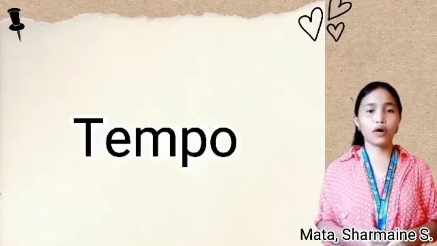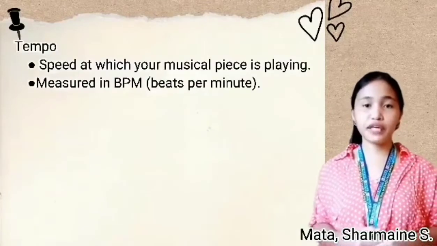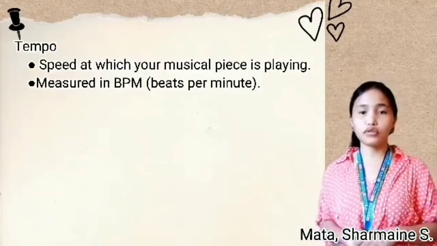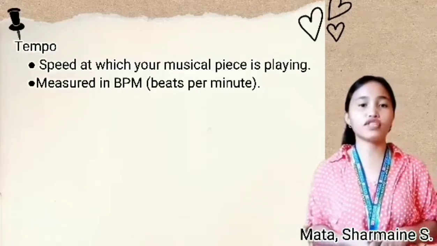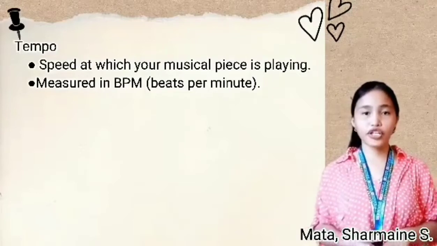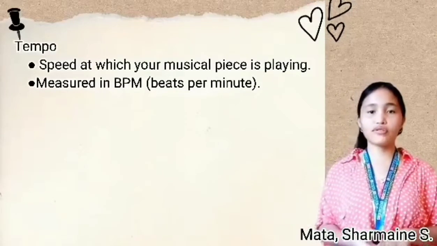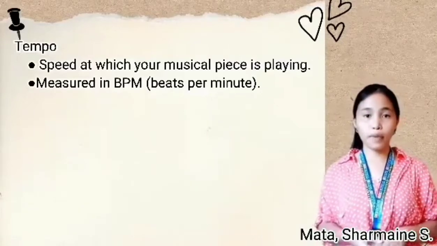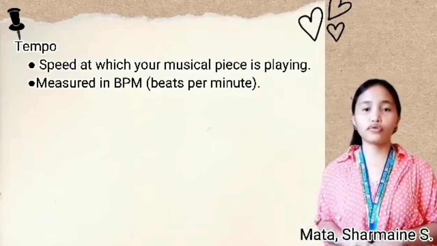Next is tempo. Tempo is the speed at which your musical piece is playing. Musicians play around with tempos to convey a certain feeling of excitement, sorrow, fear, etc. That's why most sad songs have slow rhythms and most energetic songs are fast-going. The tempo is measured in BPM, which is short for beats per minute.